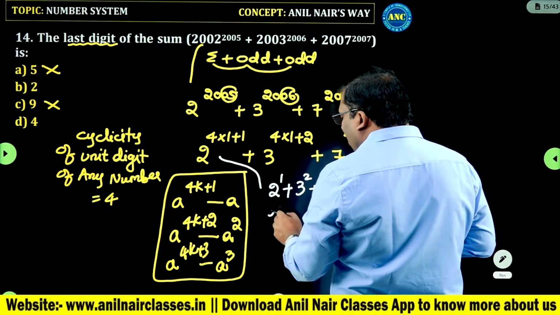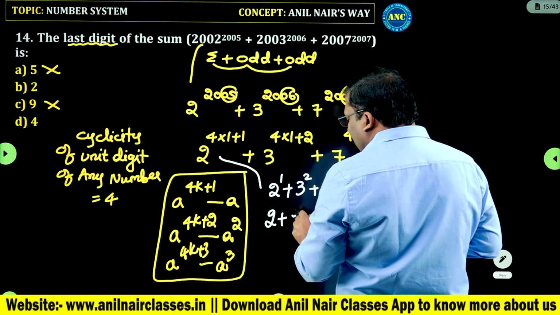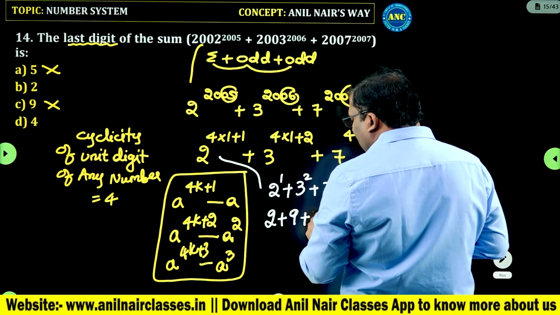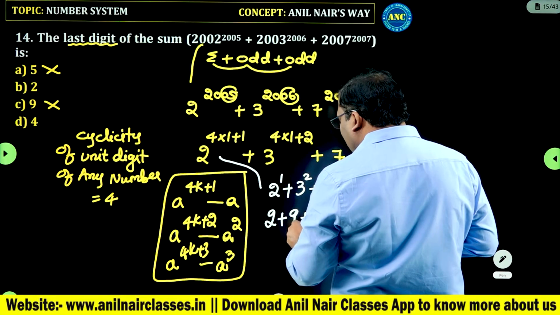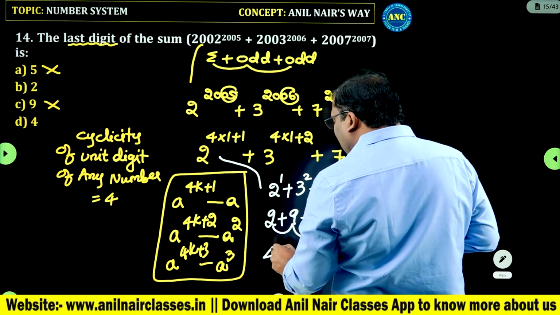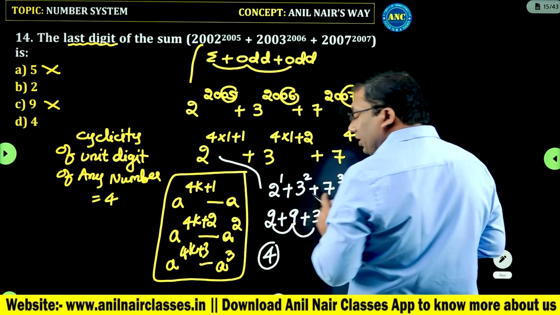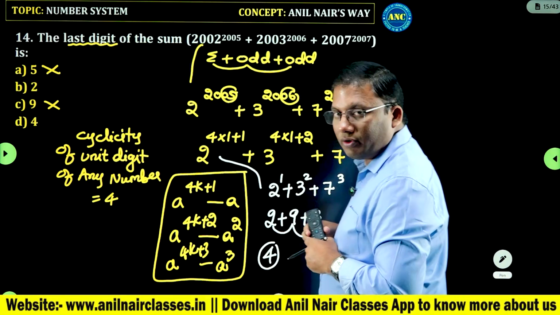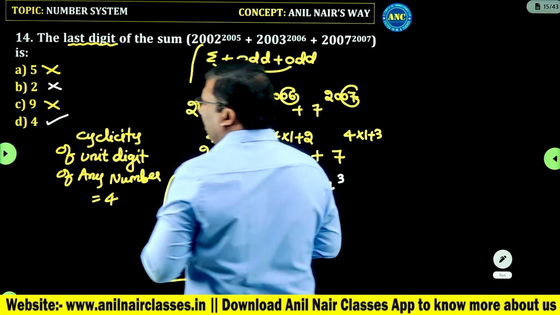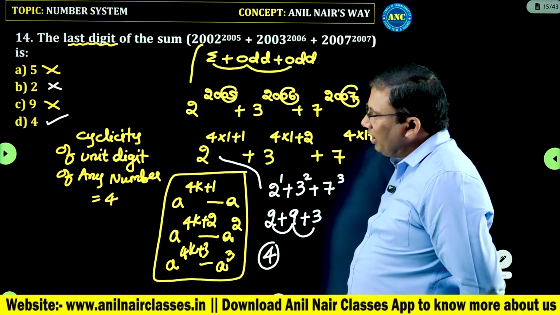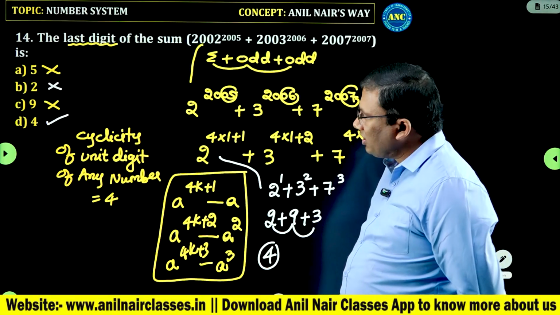So this will be 2 plus 3 square, it is 9. 7 cube it is 343, so 3. So 9 plus 3 is 12, 12 plus 2 is 14. That means unit digit has to be 4. I hope the idea is very much clear to you.